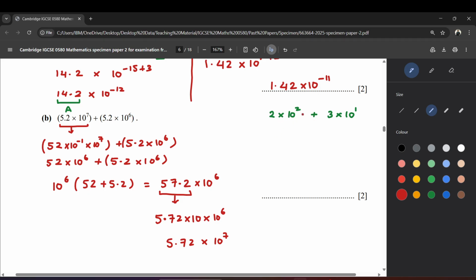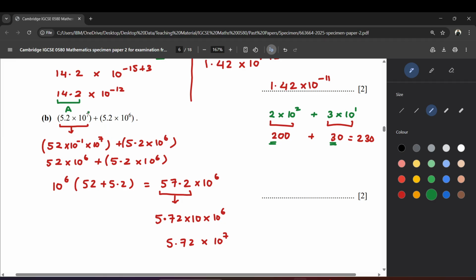If someone says that no, we should be able to add them directly, then that would become 5, right? But if I expand this number, this becomes 200. If I expand this, it becomes 30. Now if you add them, that becomes 230. So do you see the difference? This 30 is in the tens place, whereas this 2 is in the hundreds place. So you cannot add them directly unless you open up the bracket and then add them.